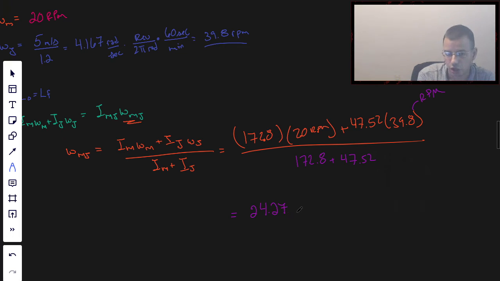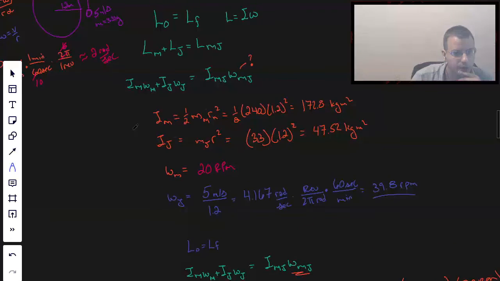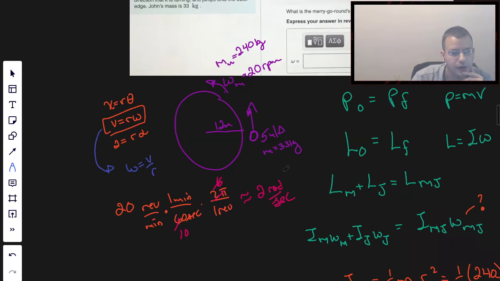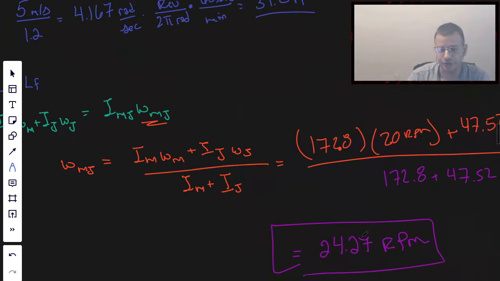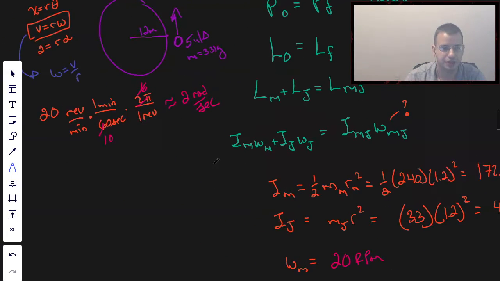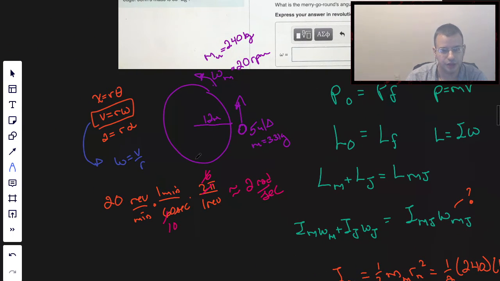24.27 rotations per minute. Yes, that seems reasonable. Yeah, I'm good with that. So there's 24.27 RPMs, since John is going faster than the merry-go-round.